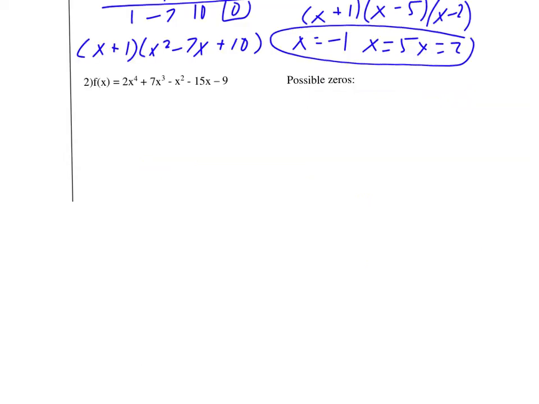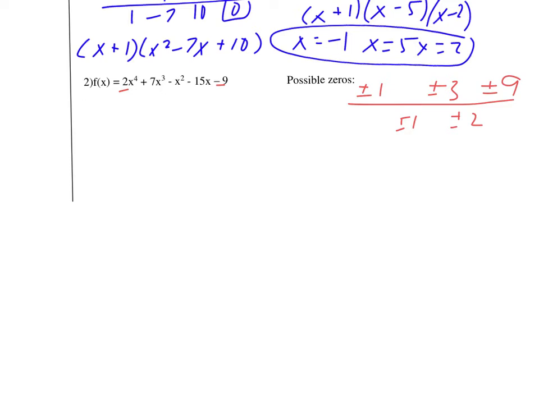All right, next up here we have number 2. So let me make my possible zeros list here. I'm going to make a big fraction. The number out back is 9, so 1, 3, and 9 are the factors of 9. I can do 3 times 3 or 1 times 9. And then 2 is out front, so I have plus or minus 1 and plus or minus 2.